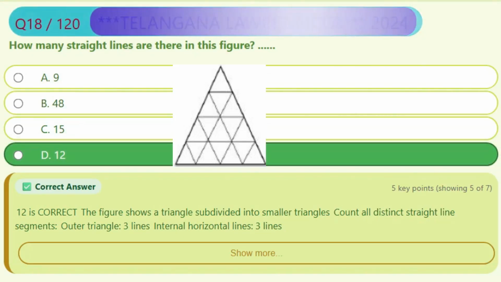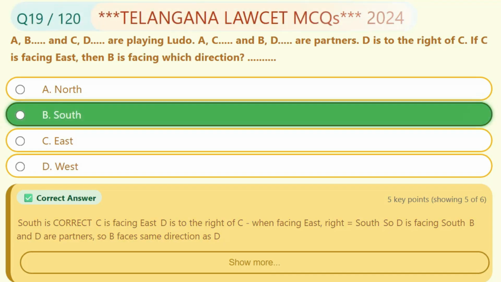12. A, B, and C, D are playing Ludo. A, C, and B, D are partners. D is to the right of C. If C is facing east, then B is facing which direction? South.